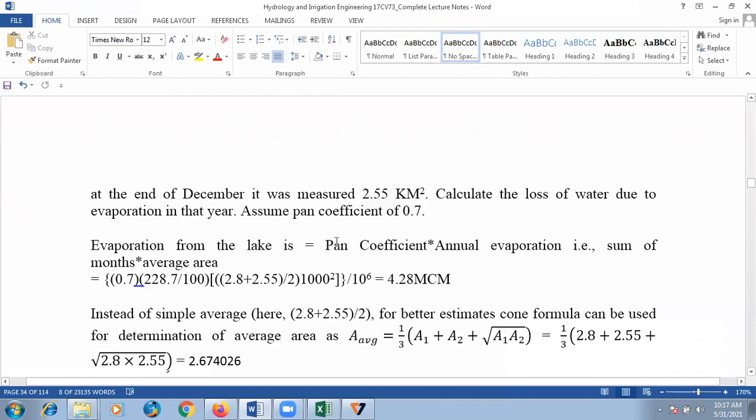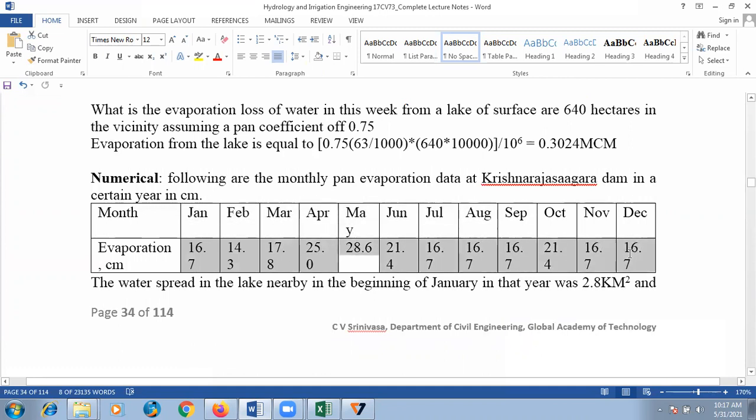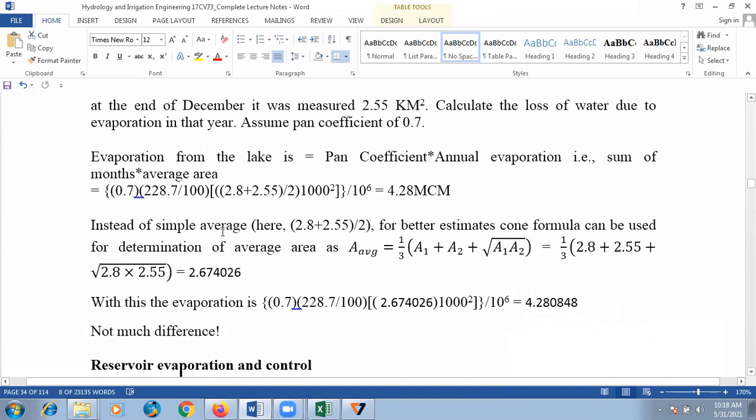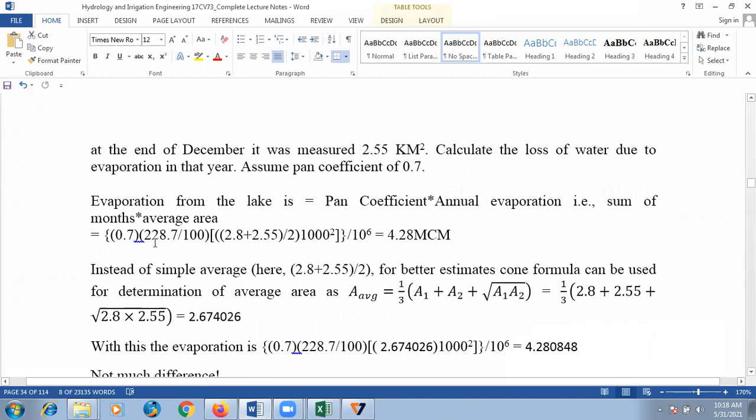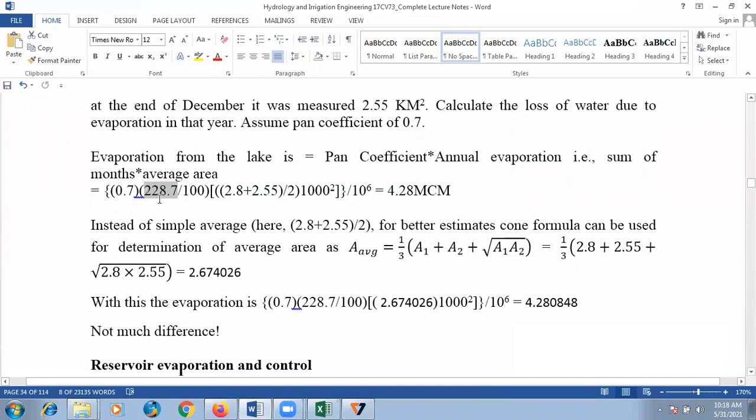So the equation is very simple. Pan coefficient into annual evaporation. Annual evaporation is nothing but sum of all the evaporation values for these 12 months. If you add all these values, you get the sum. That becomes 228.7, in units of centimeter. So you have to convert that to meter, you divide by 100. This 100 is shown here. 228.7 is the evaporation for the whole year by adding monthly values, divide by 100. Of course, pan coefficient is given as 0.7, that needs to be multiplied.